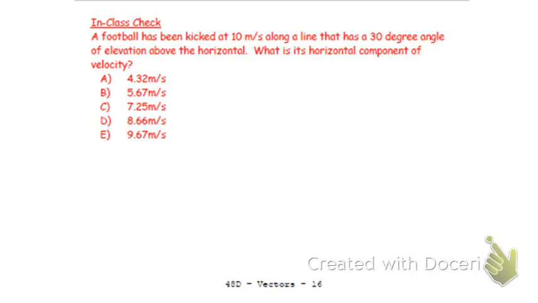A football has been kicked at 10 meters per second along a line that makes an angle of 30 degrees elevation above the horizontal. Notice that language: angle of elevation above the horizontal. What's the horizontal component? So the first thing I want you to do is visualize. You draw yourself that guy. This is 90 degrees. I'll give you a little story.